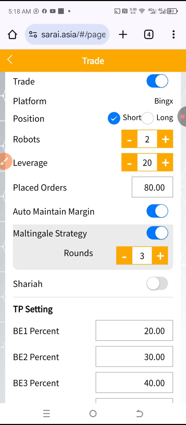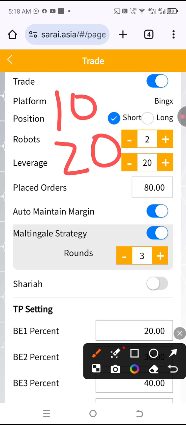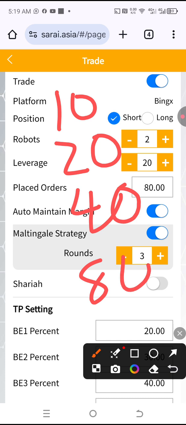So that simply means, assuming you're trading with $10, and the system sees it needs to buy, it will buy $20 for you. That's the first one. Then after that, it will buy $40 for you. Then after that, it will buy $80 for you. So it has purchases. This is 1, this is 2, this is 3.